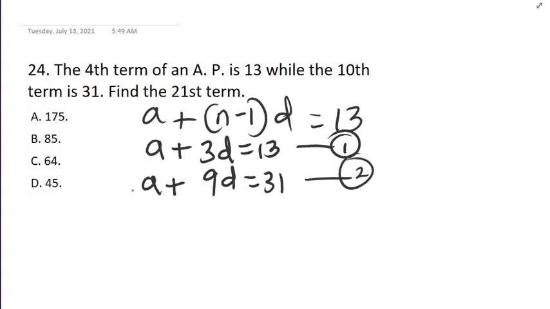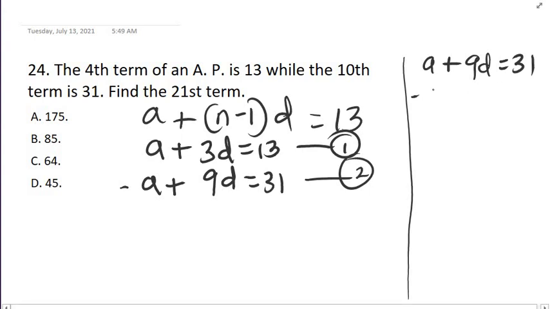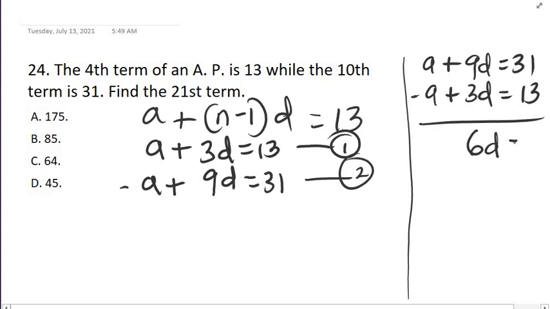Now at this point you subtract equation 1 from equation 2. So what is equation 2? A plus 9d equals 31. Now subtract equation 1 from this: A plus 3d equals 13. A minus A we get 0. Subtract 3d from 9d, you'll be left with 6d. Now subtract, borrow 1 from here: 11 minus 3 is 8, 2 minus 1 is 1, 18.